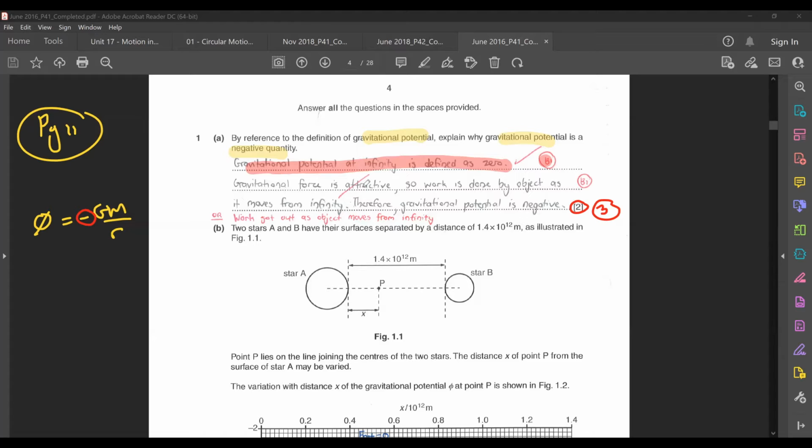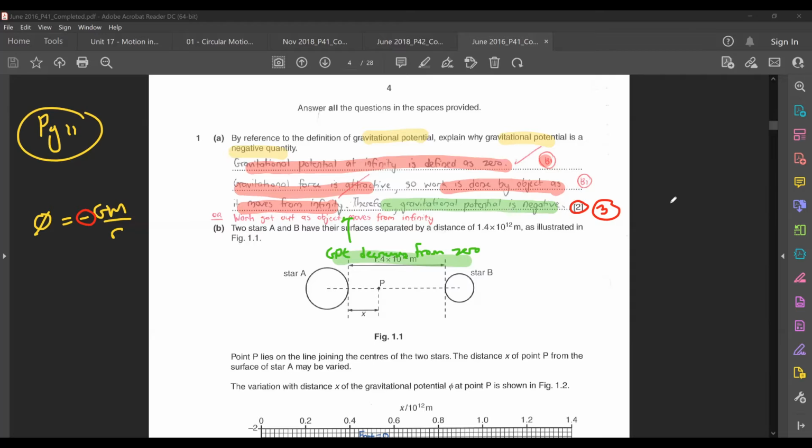Then after that, gravitational force is attractive. So work is done by the object as the object moves from infinity. Then at that time, when I discussed this, I mentioned to you that GPE decreases from 0, therefore gravitational potential will be negative.